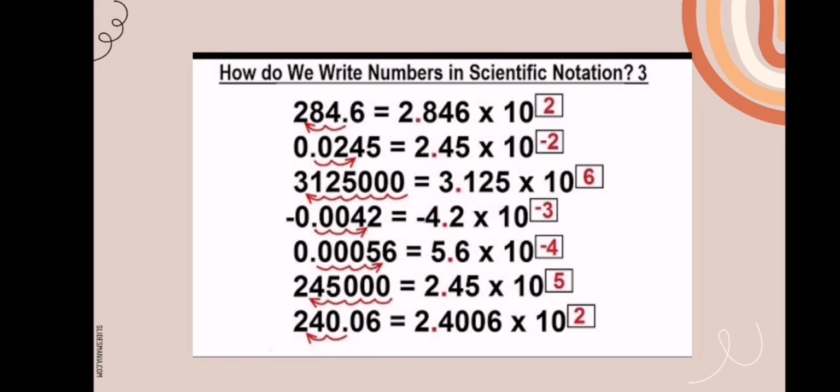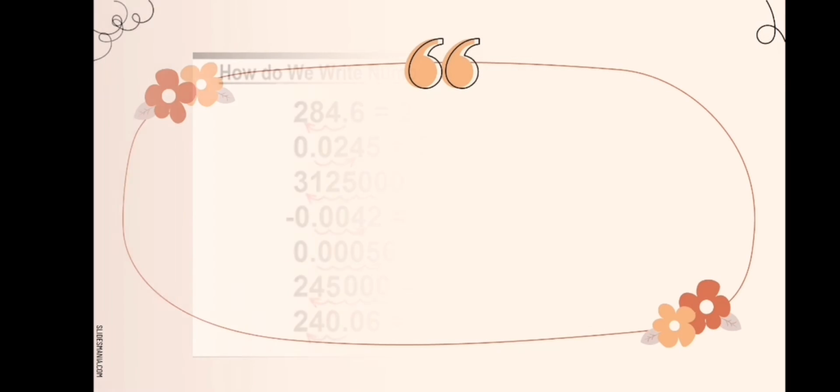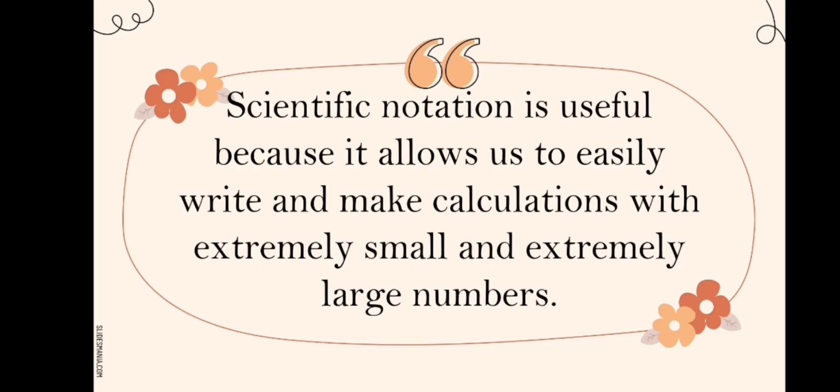So, like what I've said before, if you move the decimal places to the left, the exponent will be positive, and if you move to the right, the exponent will be negative. So why is it important to study scientific notation? Scientific notation is useful because it allows us to easily write and make calculations with extremely small and extremely large numbers.